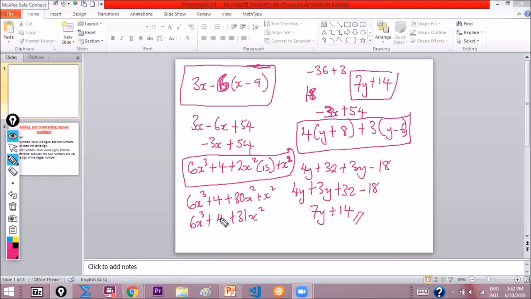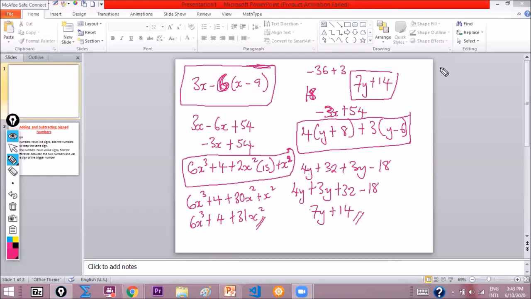Six x cube has no other like term with it, so it has to remain as it is. And 4, you have no other number, so it remains like this. But these have like terms, that's why we add them up to get 31x squared. So this is our final answer. This is algebraic simplification, right? Yeah.